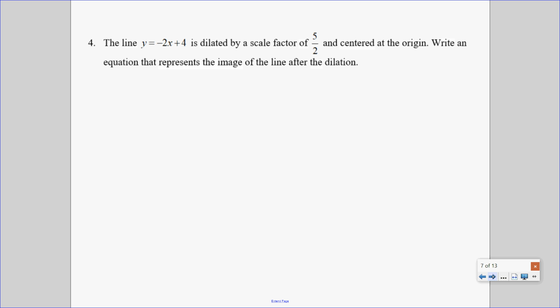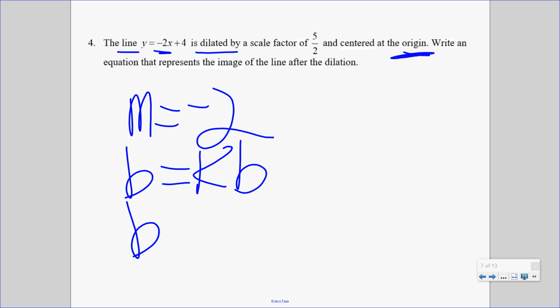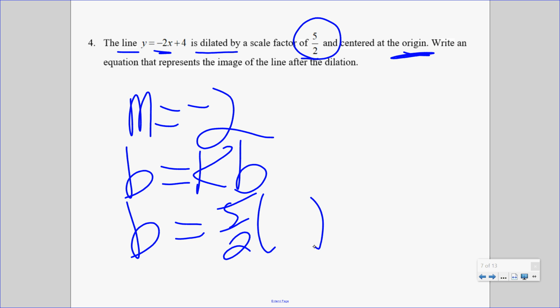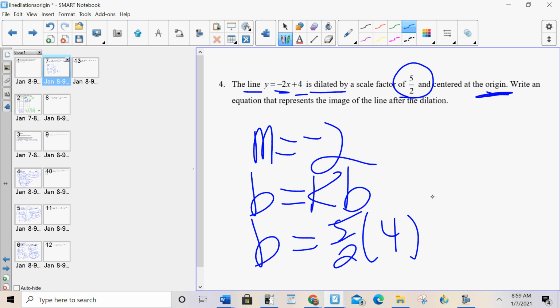Okay, now that you tried number 4 on your own, let's see if you got it right. Line dilations, parallel, keep the slope. Origin, multiply scale factor and b. Scale factor is 5/2. My original b is positive 4. Use a calculator if you're afraid of that. I guess I like this 5/2 scale factor today. 5/2 times 4 is 10.